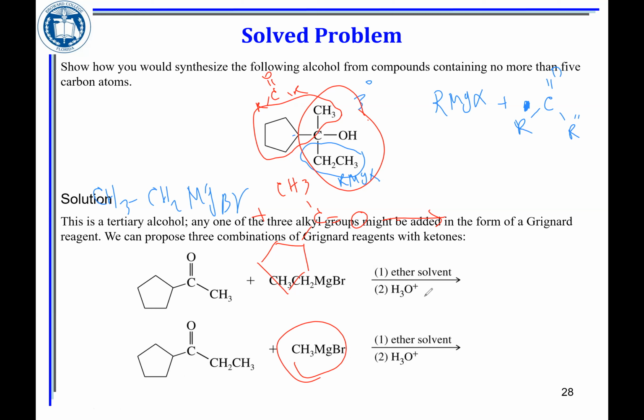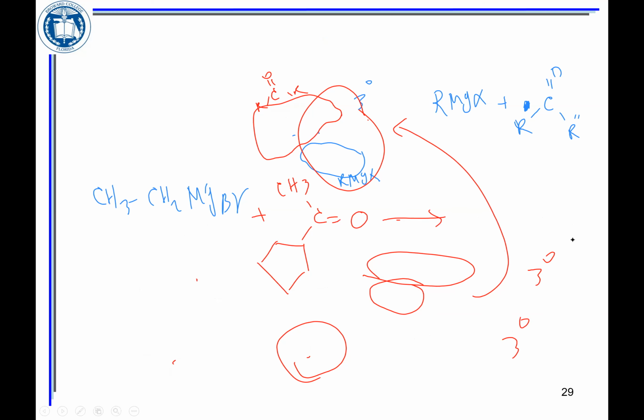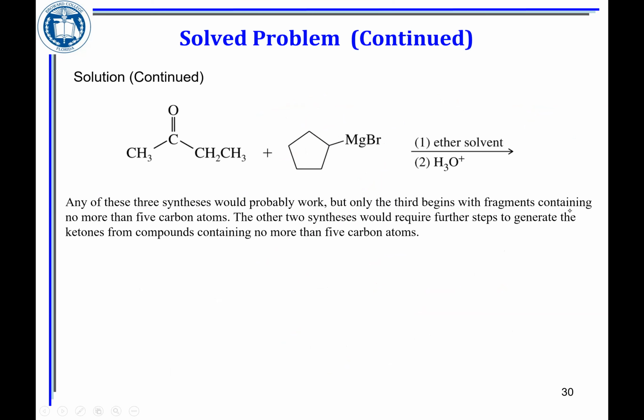And either one of them would take 2 steps. First of all, in the solvent of ether, this is going to change to alkoxide. You heat it up for like 45 minutes, it changes to alkoxide. Then you hydrolyze by adding acidic water, and it changes to the alcohol that you want, a tertiary alcohol. Because Grignard plus ketone gives you tertiary alcohol. This is the third option for you.